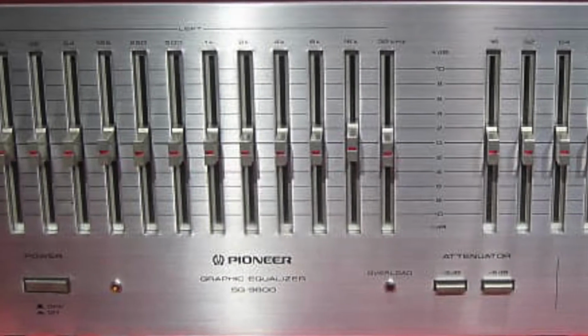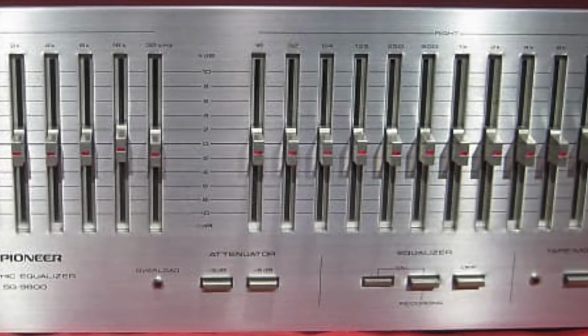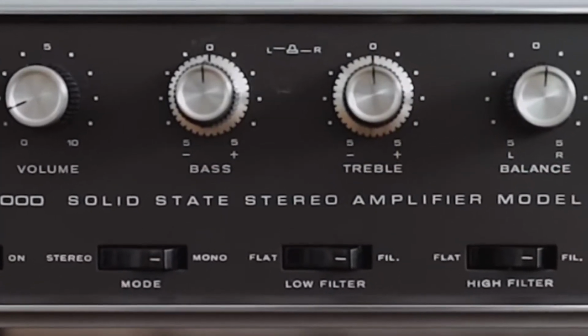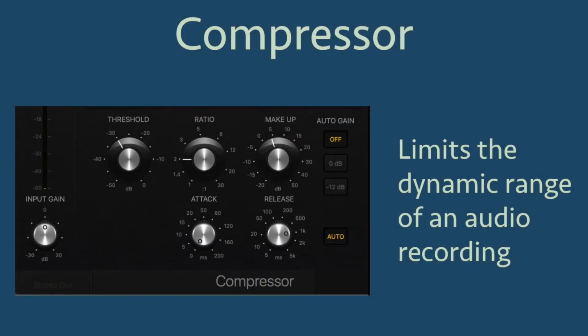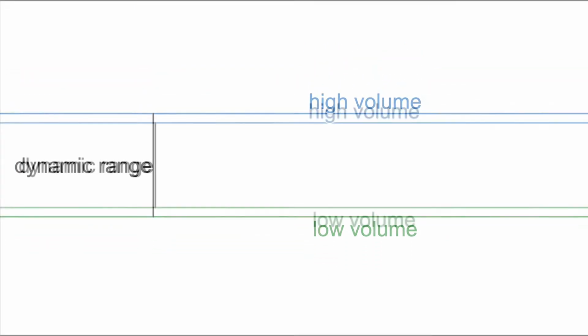One of these is EQ, or equalization, which can be used to emphasize or reduce some of the harmonic content. We have these on our stereos in the form of changing the bass or treble. Another important tool is a compressor. A simple explanation of what a compressor does is that it limits the dynamic range of an audio recording. This dynamic range is the difference between the loudest and quietest parts, and a compressor would make this difference smaller.